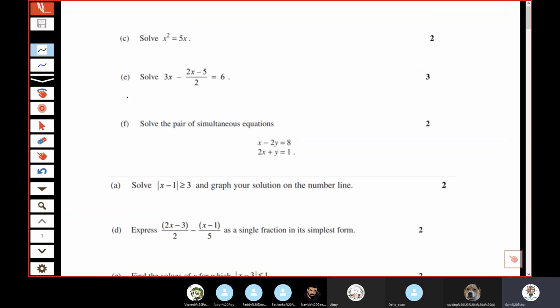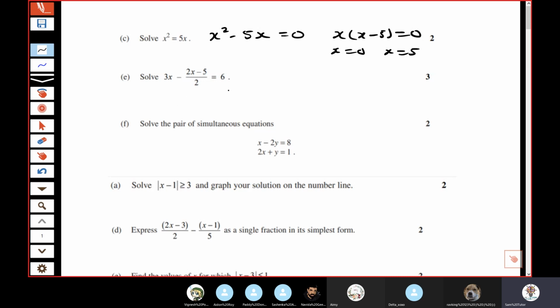X squared equals 5x. Obviously, you would subtract the 5x, factorize your x out, and then x equals 0, and x equals 5.